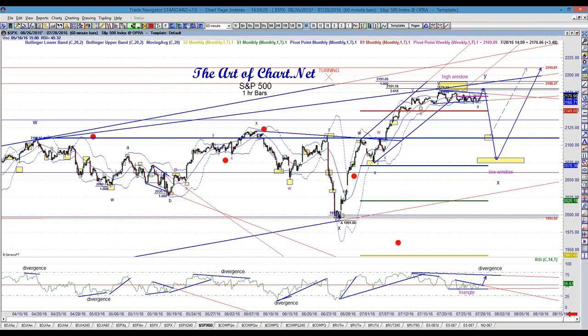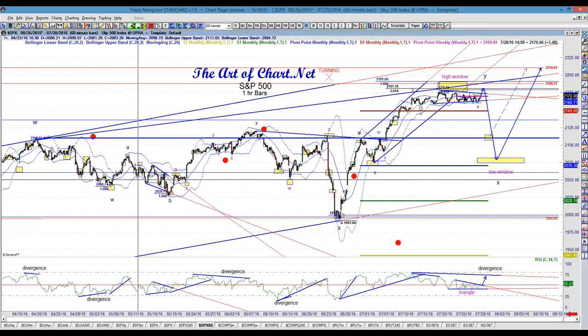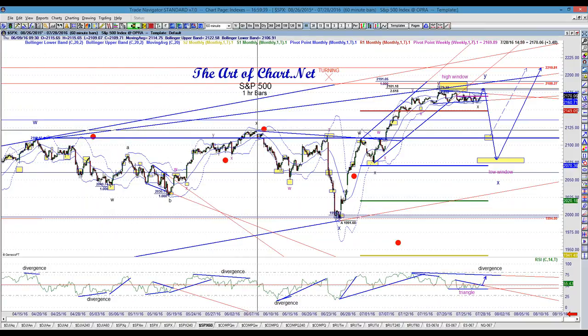And look at the compression here. Compression begets expansion. Expansion is the 5-wave sequence. So any flat that I look at, that's what I try to look for. I try to look for the compression and the expansion. So these are flats typically that are part of corrective sequences.